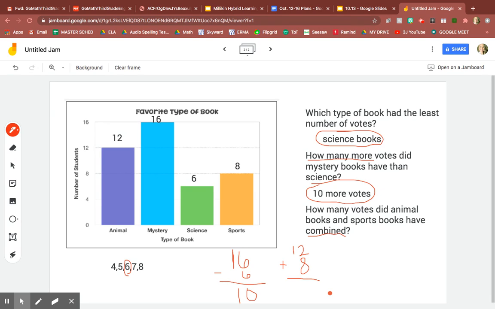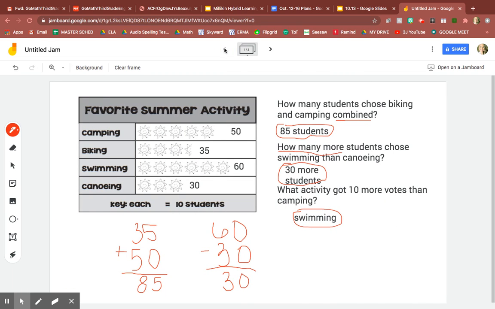All right, so 2 plus 8 is 10, so I have to carry the 1 over. And then over in the tens place here, I have 1 plus 1 plus an invisible 0, and that is 2. That means that 20 students chose animal books and sports books combined. And that's our answer. So that was our review for bar graphs and picture graphs.